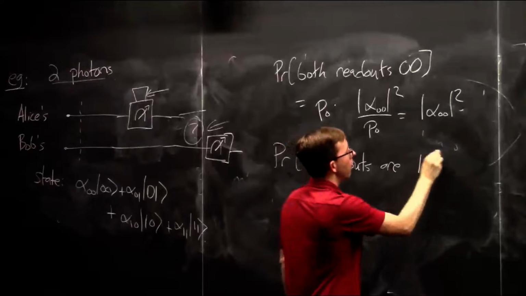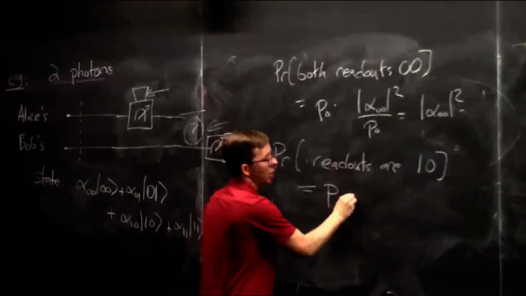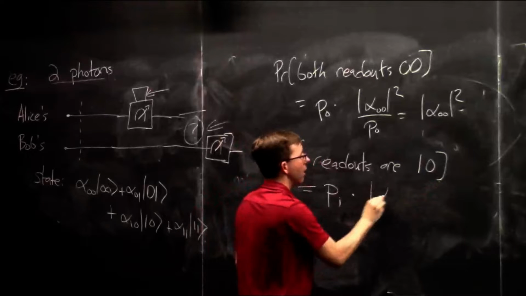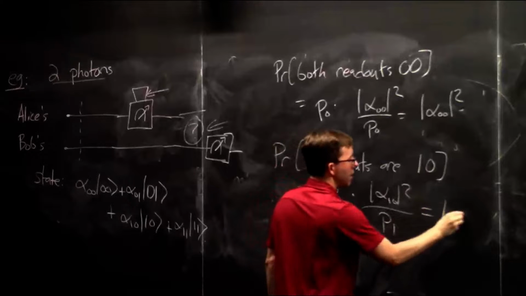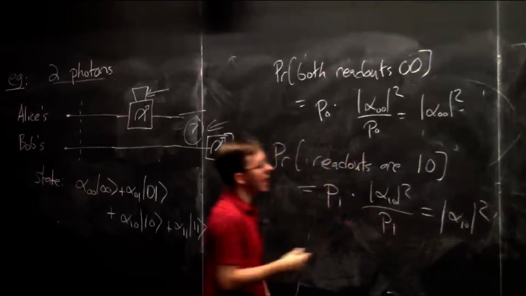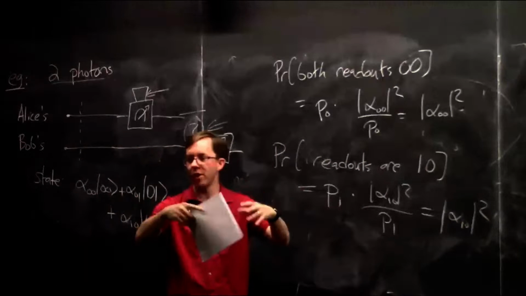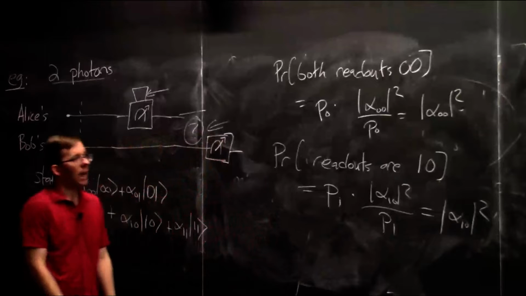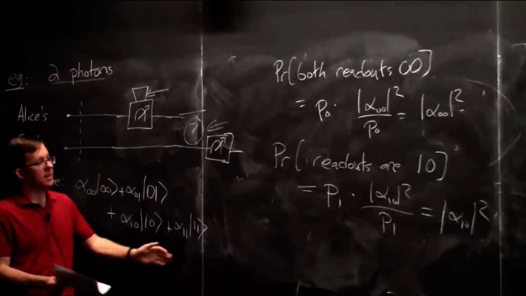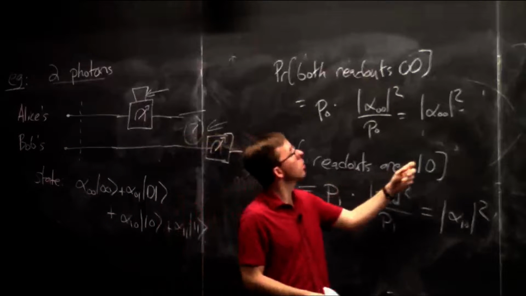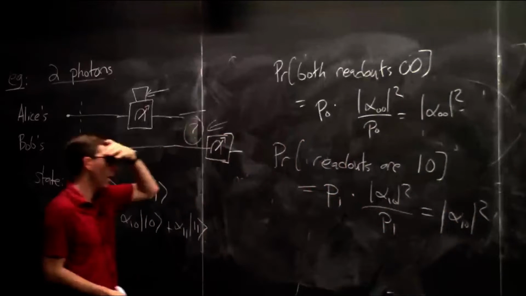are, let's say, 1, 0. Well, for that to happen, Alice has to read out 1, which is a p1 chance. And then conditional on that, Bob has to read out 0, which is magnitude of alpha 1,0 squared over p1. So the total probability is magnitude of alpha 1,0 squared, which is, again, the probability that you would read out 1, 0 if you use this hypothetical joint measurement device. Okay, and I'll leave as an exercise for you to check the other two cases all work the same. Like the probability that the readouts are 0, 1 is alpha 0,1 magnitude squared, and so forth.